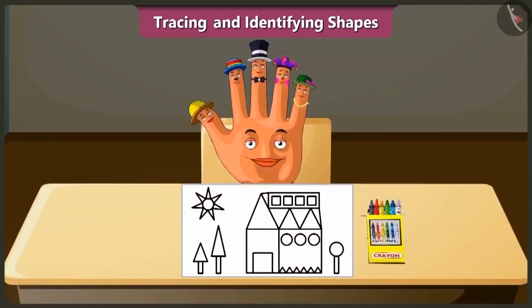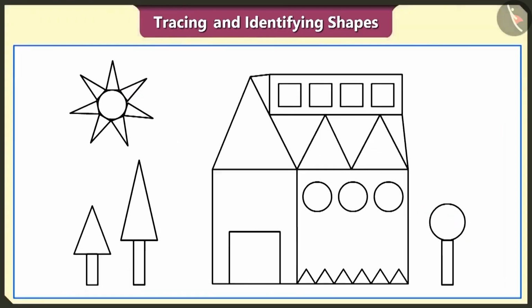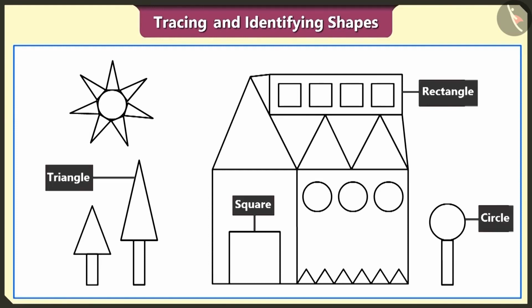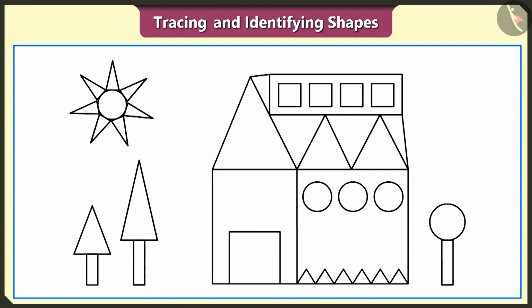Friends, let's see the second example now. Look, this is a figure made by tracing square, rectangle, circle and triangle shapes. Let's fill this figure with colors. First of all, we will fill all the triangles with yellow color. Look, can you see this? Now, we will fill in all the circles with red color.